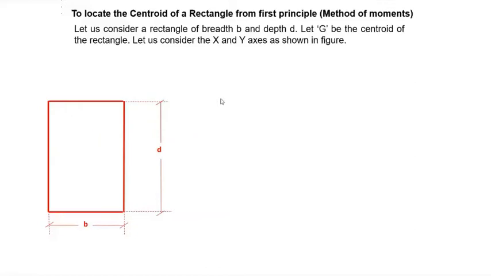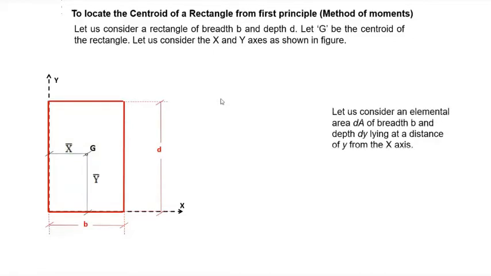So let us consider a rectangle of width b and depth d. As usual we need to consider some reference axis to locate the centroid of the figure. Let G be the centroid and let X bar and Y bar be the centroid distances. In this integration method, we need to consider an elemental area of thickness dy. Let the area be dA, located at a distance y from the x-axis.